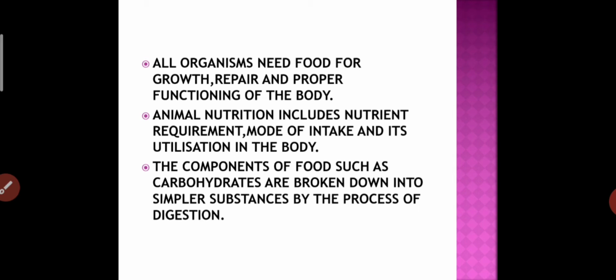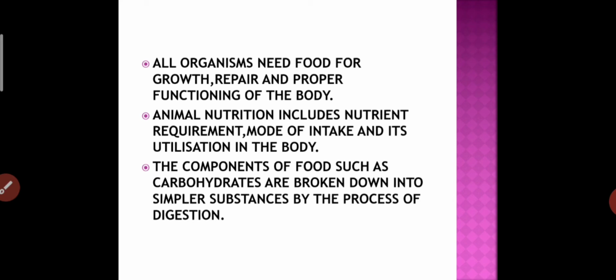Nutrient requirement. What are the nutrients that are needed by an animal? You have already studied last year about the components of food, the various nutrients present in food. Carbohydrates, proteins, vitamins, minerals. Very good. These are the nutrients that are required by animals. Mode of intake. Different animals have different modes of intake, different ways of taking food. Some animals chew and grind their food and swallow it. Some animals swallow their food whole. Some of them suck the food.